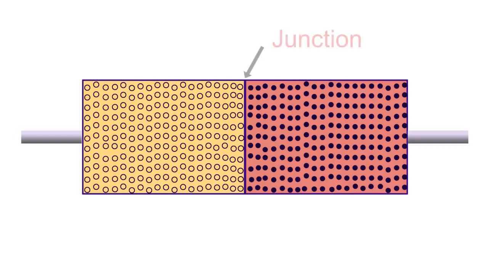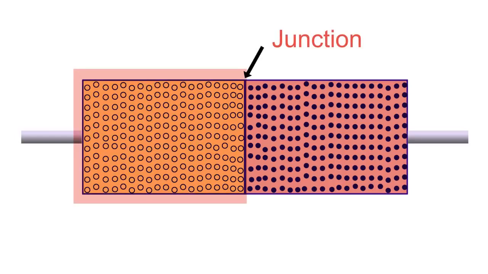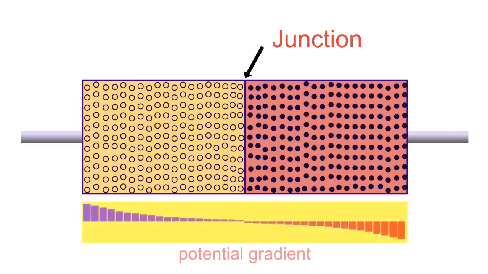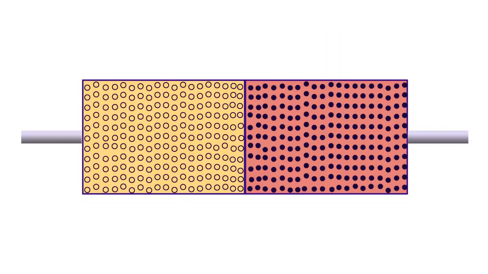Now we can see that on one side of the junction there is a high concentration of holes, or we can say a high concentration of positive charge. Similarly, on the other side there is a high concentration of electrons, that is, negative charge. This separation of charges forms a potential gradient across the junction and a process of diffusion gets started.